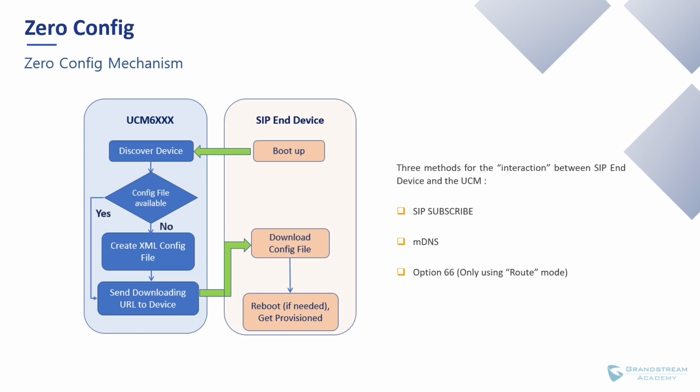After the discovery of a device, if the configuration file is available, it will be downloaded by the device after receiving the downloading URL from the UCM. If the config file isn't available, it should be created and the URL should be sent to the device in order to download the configuration file, and the device will get provisioned. In addition to the DHCP option 66 for provisioning the devices, we also have SIP subscribe and mDNS.